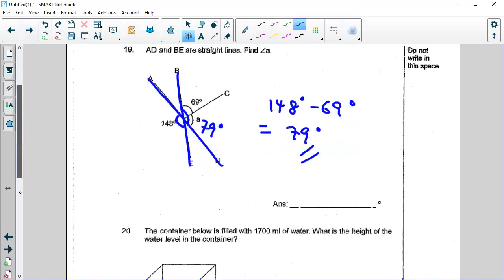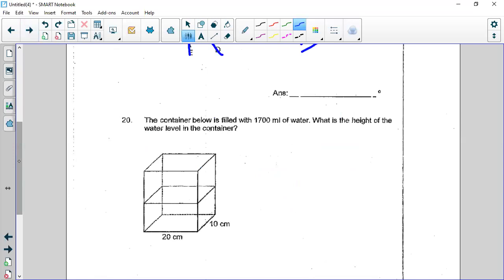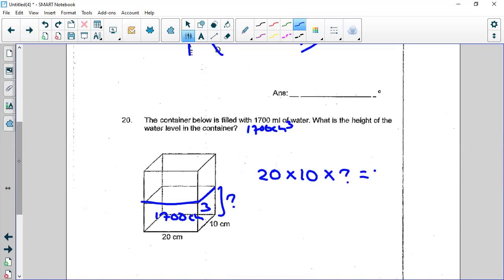The container below is filled with 1,700 ml of water, or 1,700 cm cube, right? ml is the same as cm cube. So can you find the height? Now if you're confused, how do you find the height? You don't know how to find the height, never mind. Mr. always say something about what? Write the formula down. Length times breadth times the height that you want to find, which is the question mark, and that gives you the volume of the water, right?